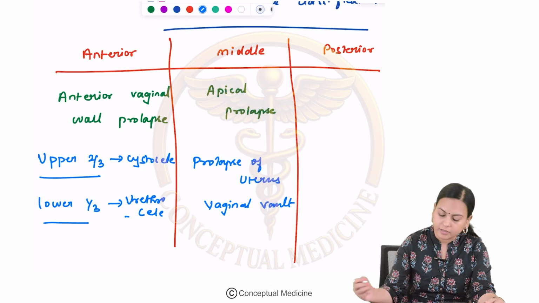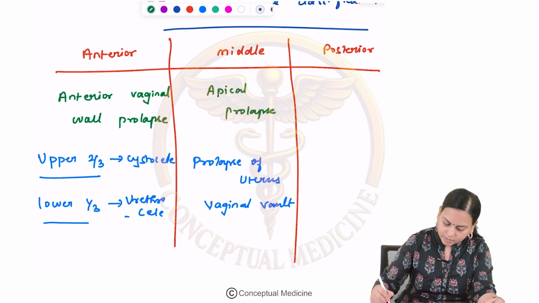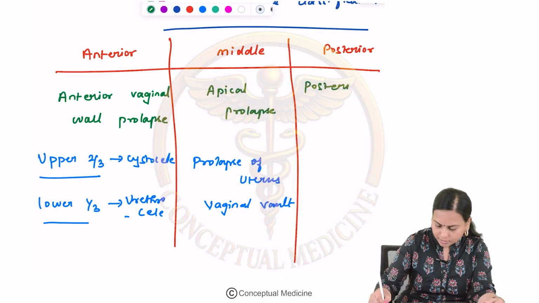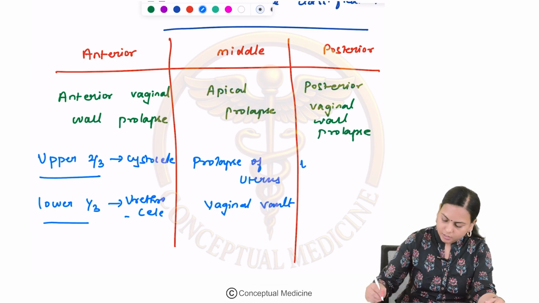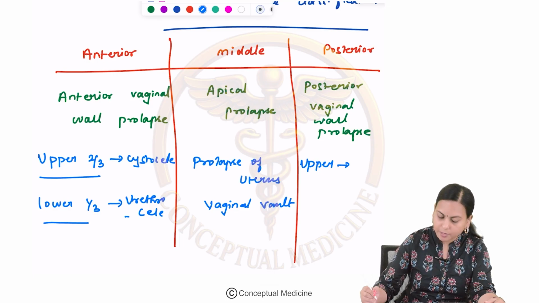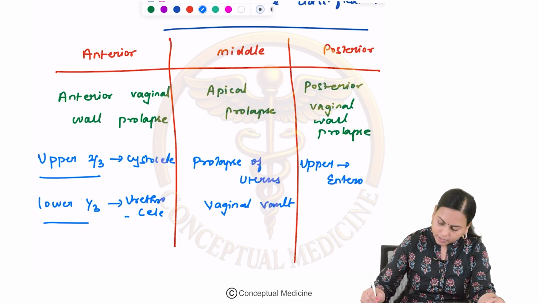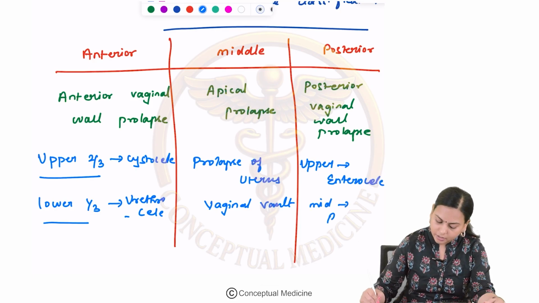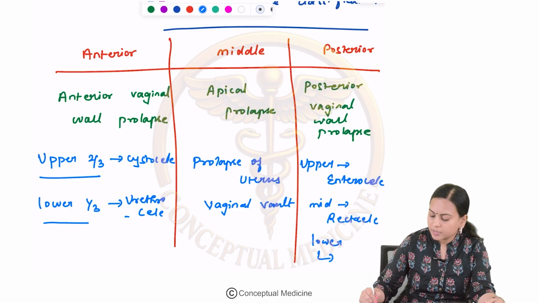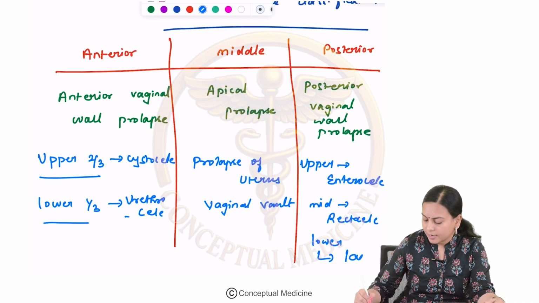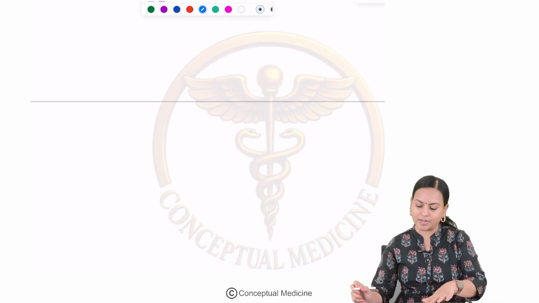Coming to the posterior compartment, there is posterior vaginal wall prolapse, and here in the upper part it can be associated with enterocele. In the middle part it can be associated with rectocele, and in the lower part this can be associated with the lax perineum. Clear? So, this thing you have to understand.